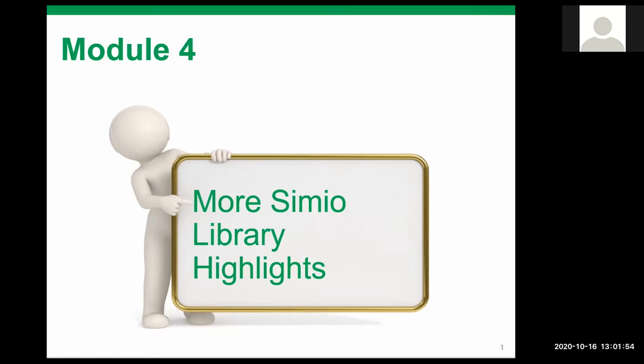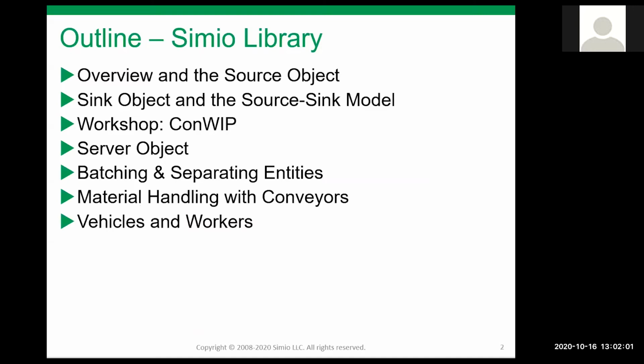So now in this section, module 4, we're going to talk a little bit more about Simio library highlights, talking specifically about the source object and sink object in a simple model. Then we'll talk about the constant work-in-process problem, just as a simple example to illustrate. We'll spend a fair amount of time talking about the server object because not only is the server pretty important, but it also illustrates a lot of what's available in the other objects as well. We will then quickly touch on batching and separating, and a quick overview of material handling with conveyors, and then vehicles and workers. So that's going to be a pretty full hour coming up. So let's get going on it.